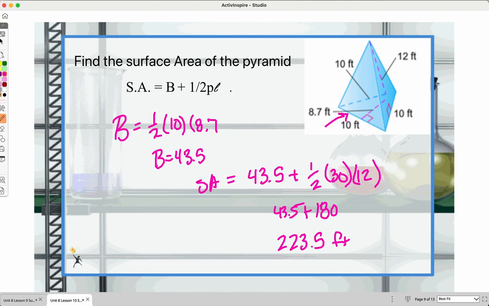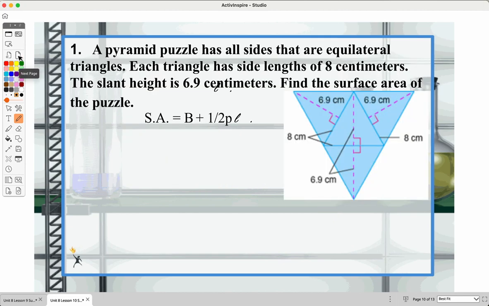All right, good job. All right, so let's take a look at it a different way. So this pyramid has all sides that are equilateral triangles. So all three parts are the exact same. If each side has side lengths of 8 and a slant height of 6 9/10, find the surface area. So we can do this, okay?